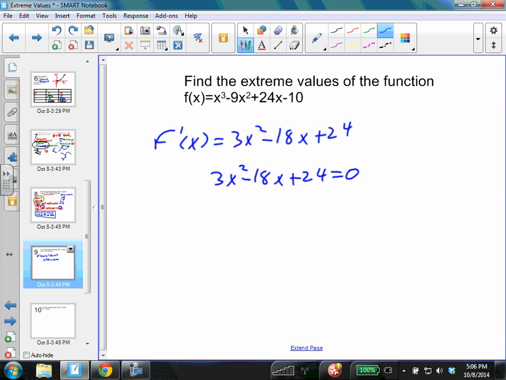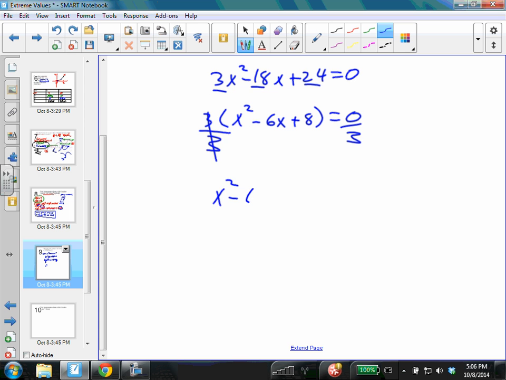Well, this one, just like the last one, conveniently has numbers that are divisible by 3. So I'm going to factor out a 3. So it'll be x squared minus 6x plus 8 equals 0. And now, like I did before, I'm going to divide by that 3 on both sides of the equation, and these cancel. So I get x squared minus 6x plus 8 is equal to 0, right? So I was just able to reduce this problem down without having too much trouble.